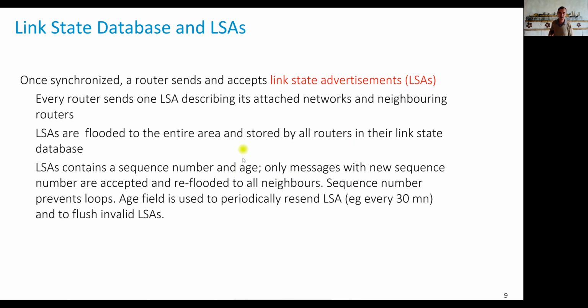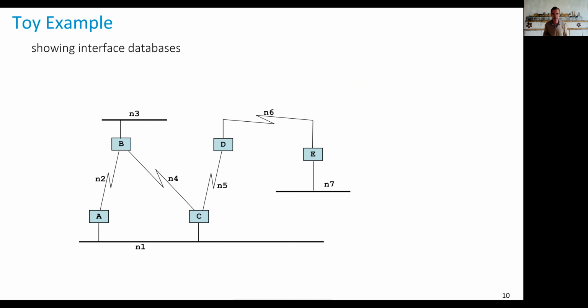Also, there is an age to make sure that old information doesn't stay forever, and the age is used to resend LSA and flush invalid values. But most of the time, as we will see, there are other mechanisms that are used to propagate changes. Let's see an example here.